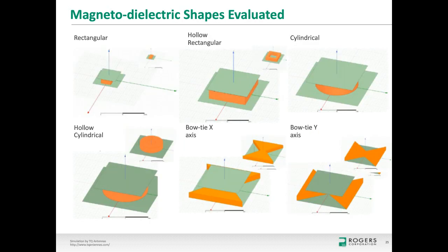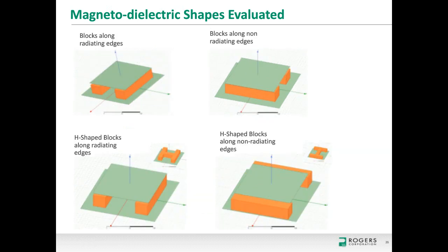So this is the first set of shapes that we evaluated. You've got a rectangular structure where you just put a block of material in the center of the antenna, a hollow rectangular structure where you're going around the edges of the antenna, a solid cylinder structure on the antenna, and then a hollow cylindrical structure on the antenna. And then trying to directly follow the shape of the magnetic field, there's a bow tie structure, and we also look at the bow tie structure in the opposite direction. A couple more shapes here, so blocks of Magneto-Dielectric material along the radiating edges, blocks of Magneto-Dielectric material along the non-radiating edges, and then this H shape, which is a simpler version of that bow tie structure.